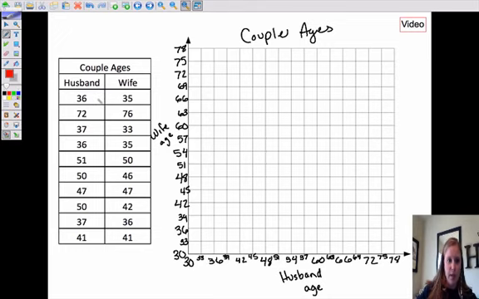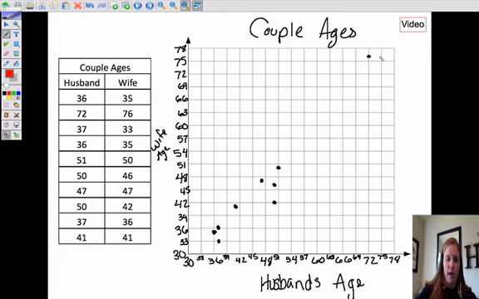Now all we need to do is plot these points. So my first couple, and each row here represents a couple. The husband's age is 36 and the wife's age is 35. So I'm going to find husband's age 36, wife's age would be 35 here. That would be about right there, and I'll just plot a point. Next, my husband's age is 72, wife's age is 76. So 72 and 76 would be right about there. And I can just go through and plot all those points.